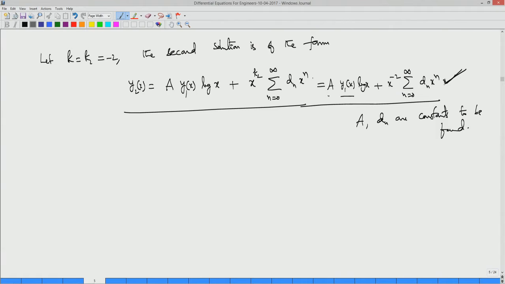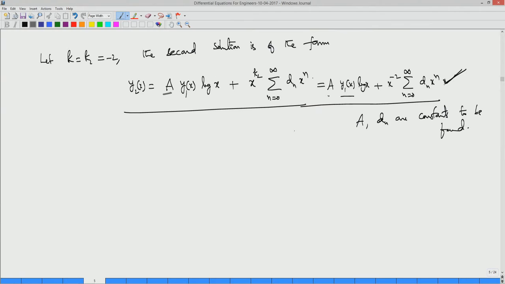So, this is your second solution. The solution is of this form. y2 is some arbitrary constant a times y1 log x, plus x power k2, where k2 is minus 2. y1 you already derived for k equal to k1, which is 1. And you have a power series representation, the sum of dn x power n, where the dn's are arbitrary constants along with a. These are constants you have to find out by simply substituting into the equation.